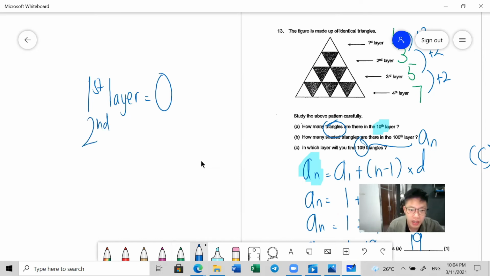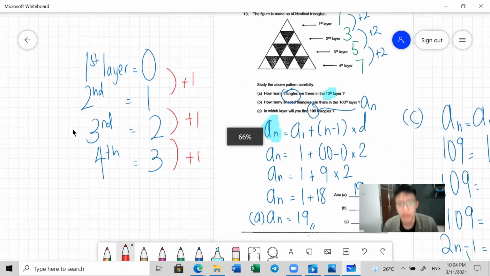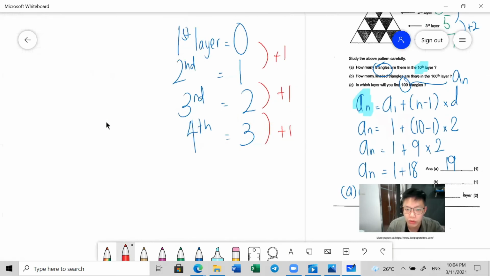In the second layer, what we have over here is one shaded triangle. Followed by the third layer, we have 2. Followed by the fourth layer, we have 3. It's pretty obvious to me that in order to get from one to another, I just have to plus 1. Am I right to say that? With that, this should prompt you to think that this is an equal interval. So what we want to do is write down the formula: an equals a1 plus (n minus 1) times d.